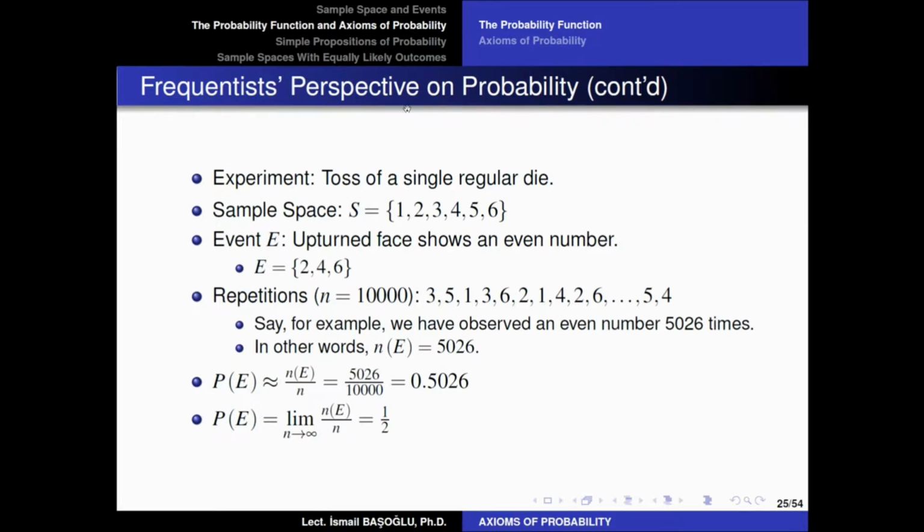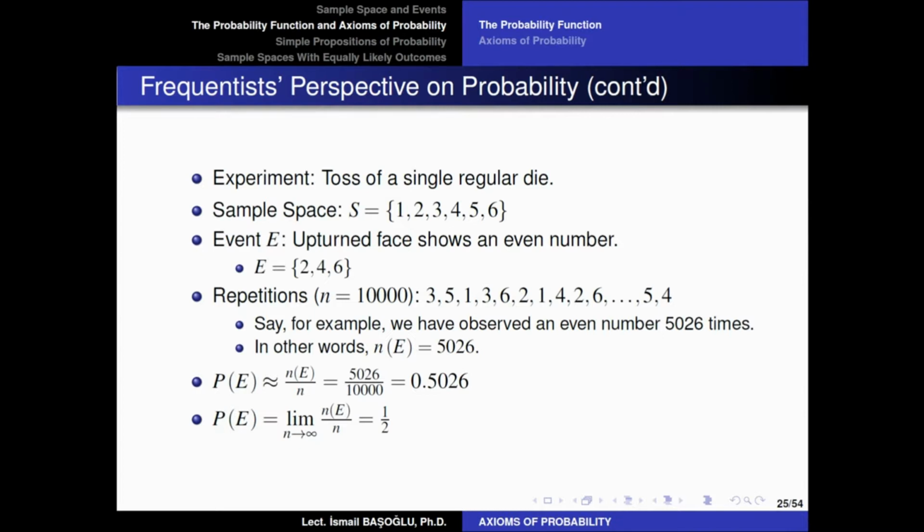According to the frequentist perspective or frequentist definition of probability, the probability of E is the limit of this ratio as the number of experiments or repetitions goes to infinity, which should be 1/2, because assuming that this die is a fair die, we know that the chance of seeing an even number is equal to the chance of seeing an odd number. So this is how we define the probability function according to the frequentist's perspective.